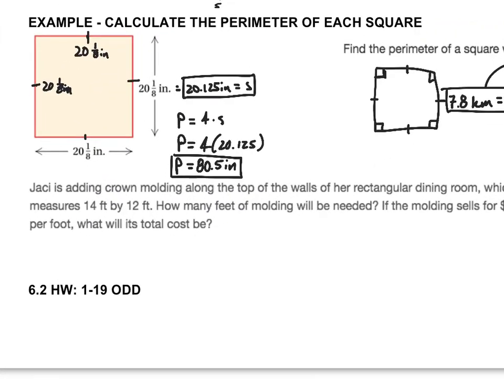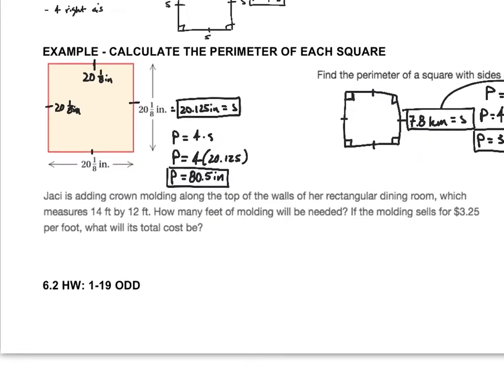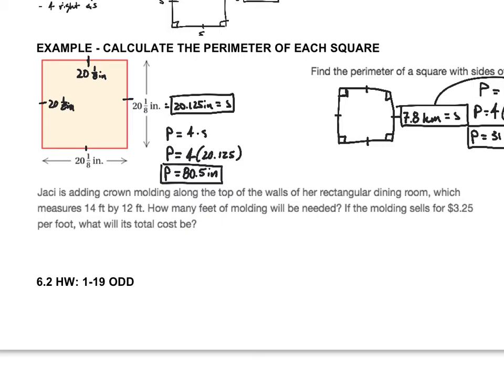And let's take a look at this last one. Okay, so here's where some of these applications come into play. So we have this problem where JC is adding crown molding along the top of the walls of her rectangular dining room. This is an important piece of interior decorating, crown molding. So if you're into that kind of stuff and you want to make the value of your house better, then put in some crown molding. It's good stuff.